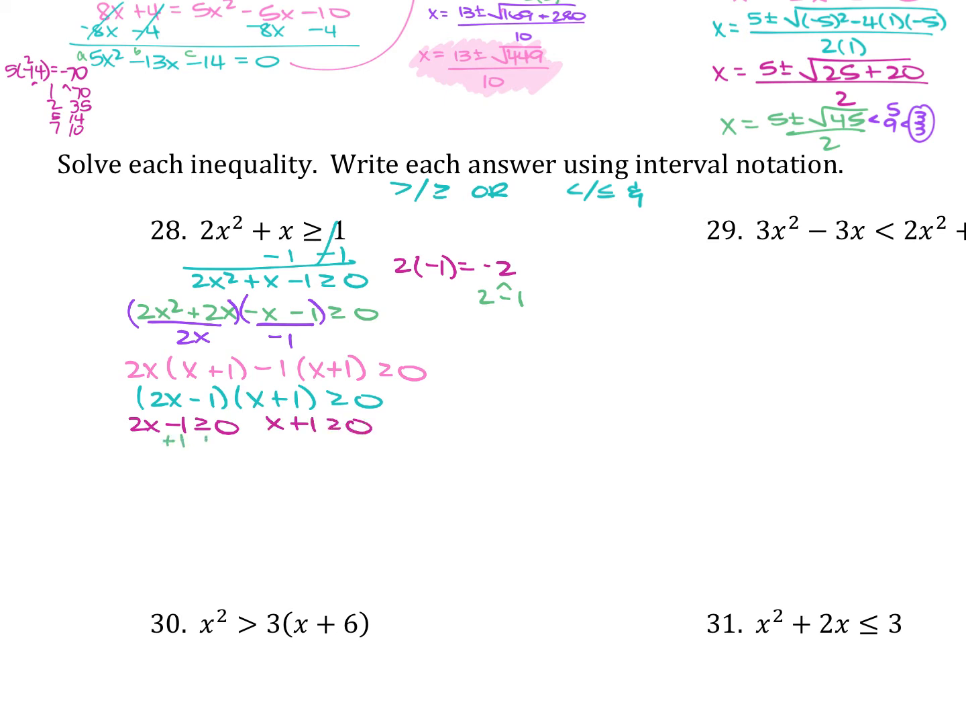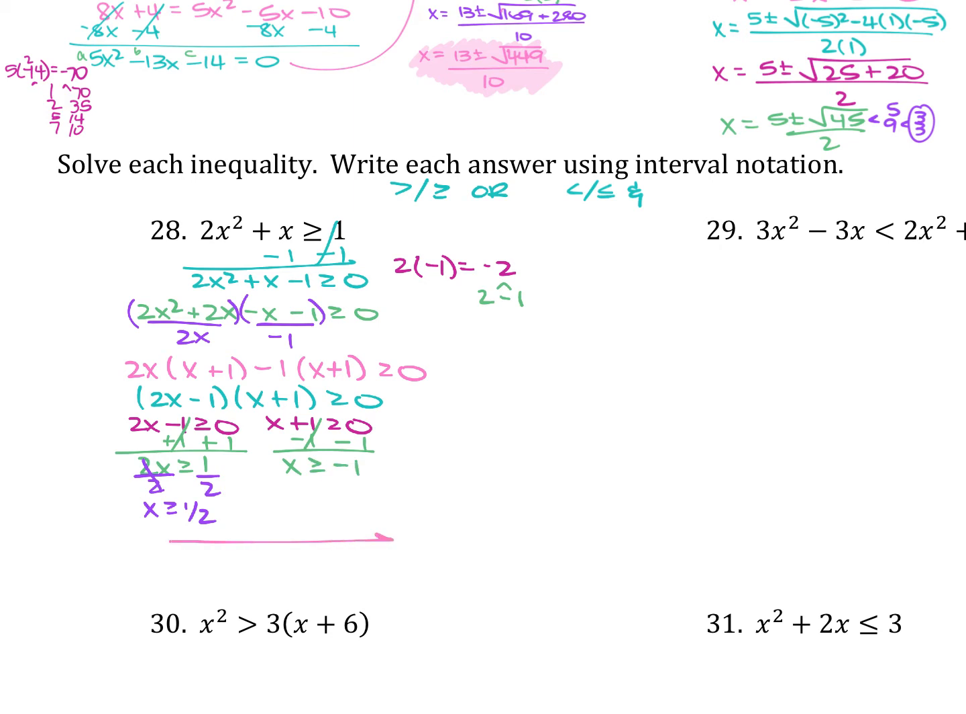Move your 1 over, add it to both sides. You have 2x is greater than or equal to 1. Then from here, divide each side by the 2. So x is greater than or equal to 1/2. For the x plus 1 is greater than or equal to 0, subtract your 1 from each side, and you just have that x is greater than or equal to negative 1.